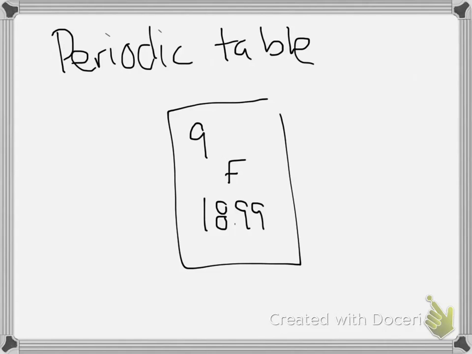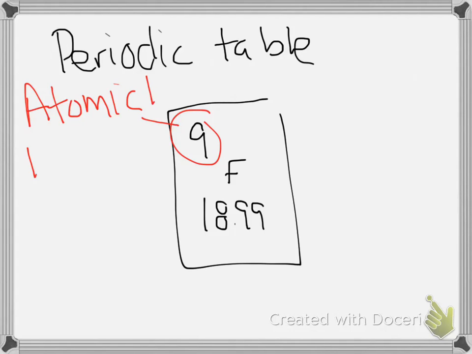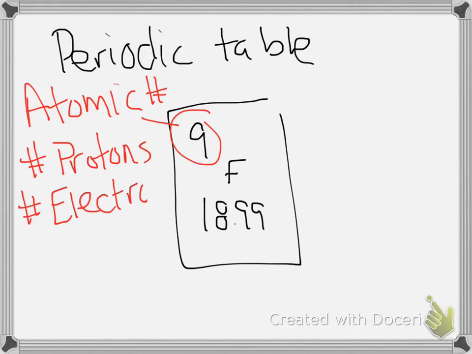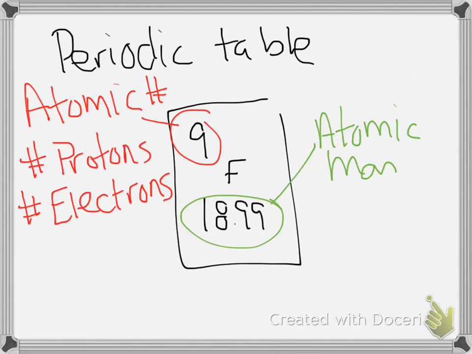Okay, to find information on here, the top number here is my atomic number. Okay, and the atomic number tells me the number of protons and number of electrons. And then the bottom number here is my atomic mass. And that is the total number of protons and neutrons. Okay.